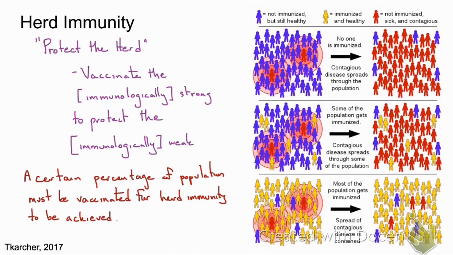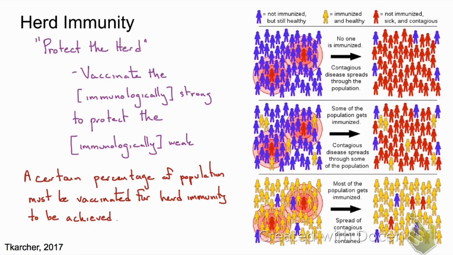Now, what we're really saying here is that a certain percentage or a certain threshold of the population must be vaccinated in order for herd immunity to be achieved. Obviously, in our three examples on the right-hand side here, the top two show cases in which herd immunity has not been achieved. The percentage of individuals that are previously exposed and immunized against this particular pathogen is not great enough to prevent its spread. However, we do see that the herd immunity threshold has been achieved in the last example.